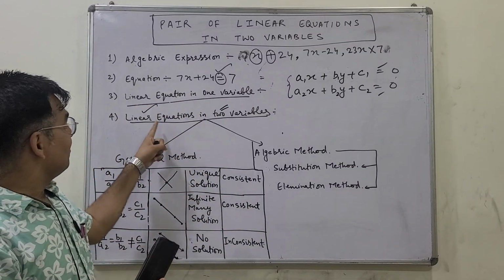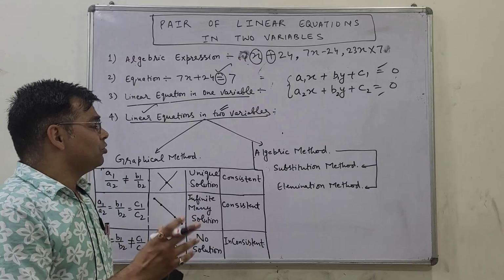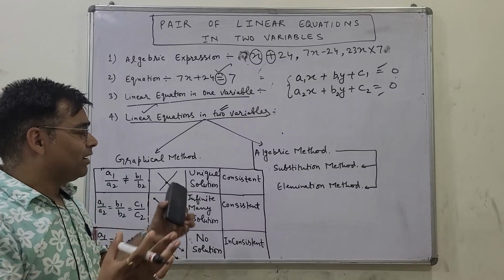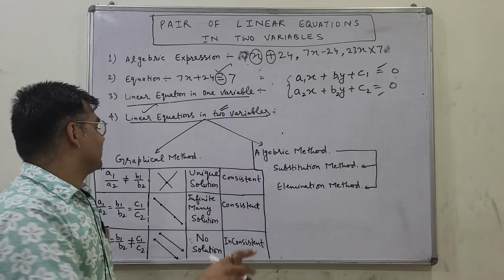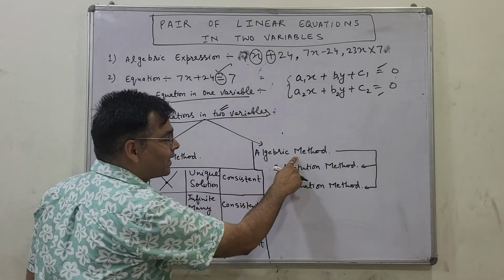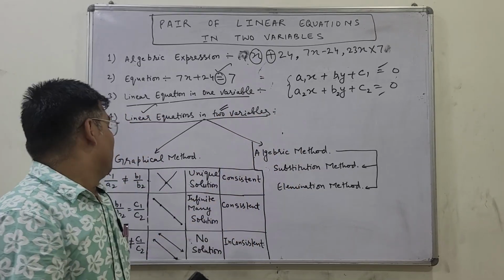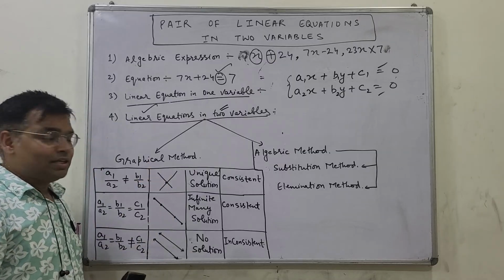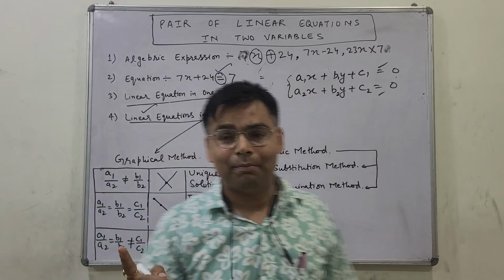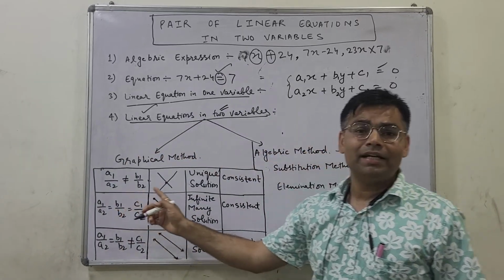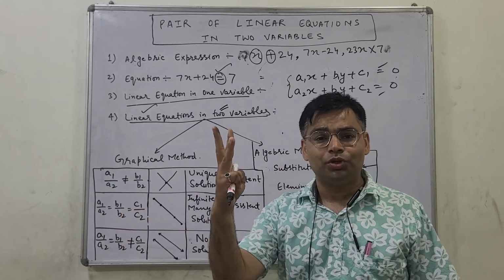Now, pair of linear equations are going to be explained. A pair of linear equations can be explained by two methods. One is the graphical method and the second is the algebraic method. If we have to find the solution by using the graphical method, there are three situations.